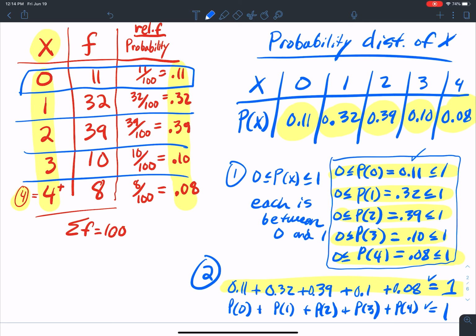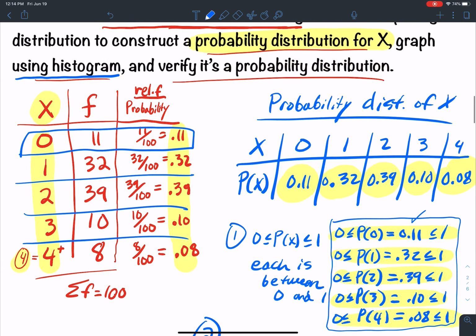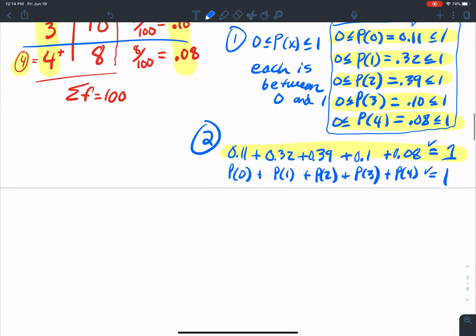So let's do a couple more where we determine if they're probability distributions. Actually, let's graph it first, because we did say that we wanted to do a histogram. So to graph this is not too bad. If I graph this, I'm going to have my probability on the y-axis and my value on the x-axis. So 1, 2, 3, and then 4 more.